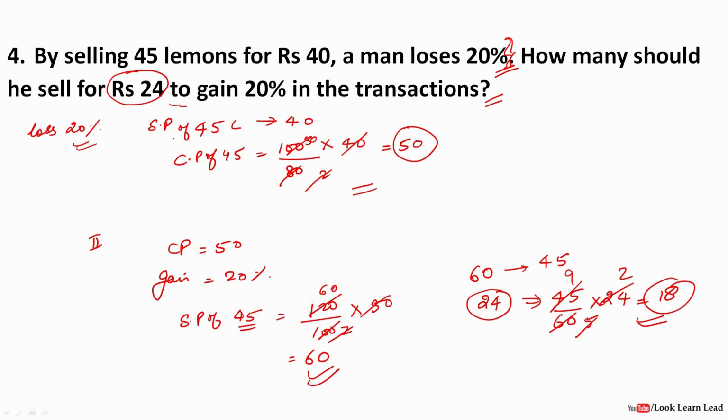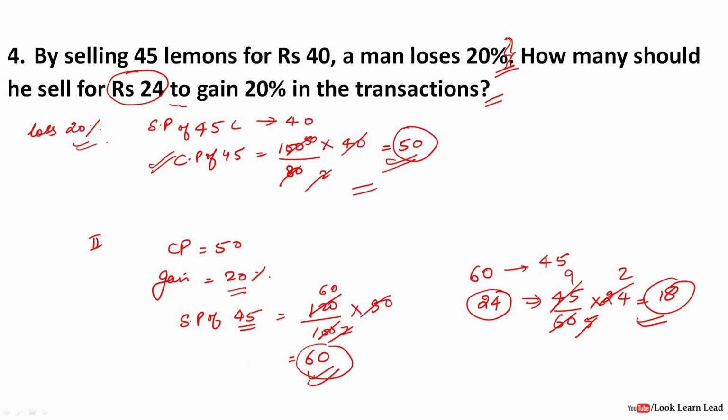In the first scenario, the selling price of 25 lemons is given and the loss is given. 45 lemons is given, loss is given. So we can calculate the cost price of 45 lemons. And by using the cost price in the second scenario, we can find the new selling price when there is a 20% gain for the 45 lemons. So the new selling price is this.